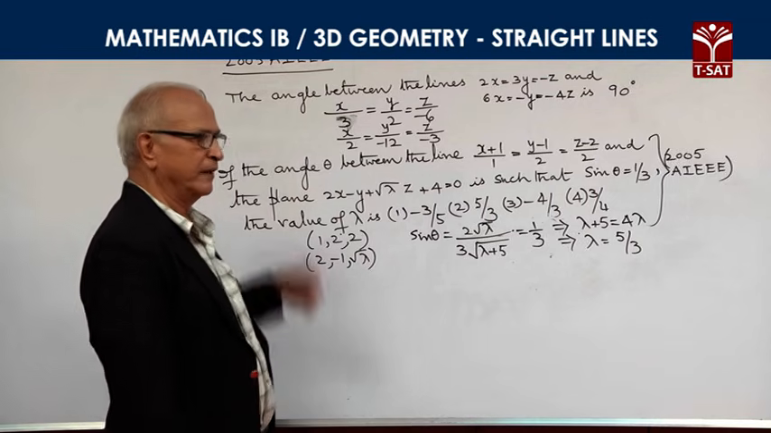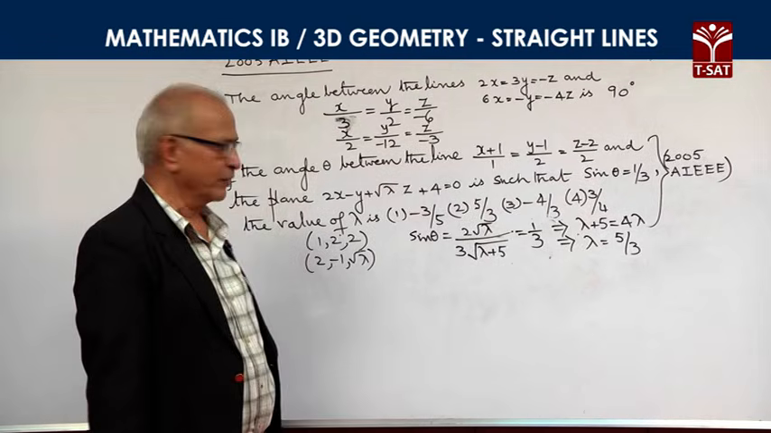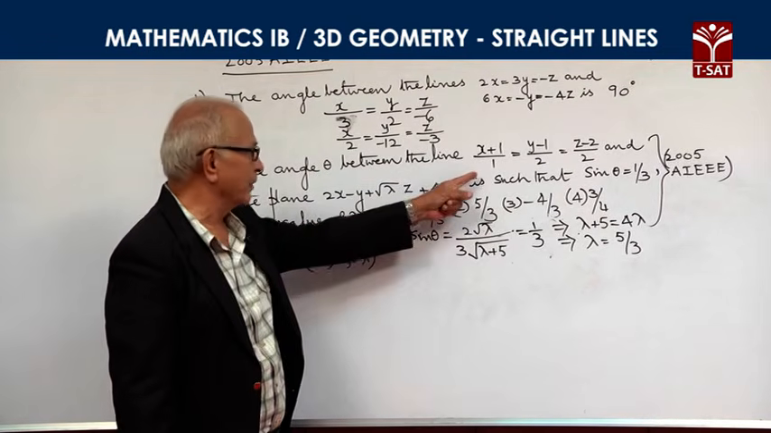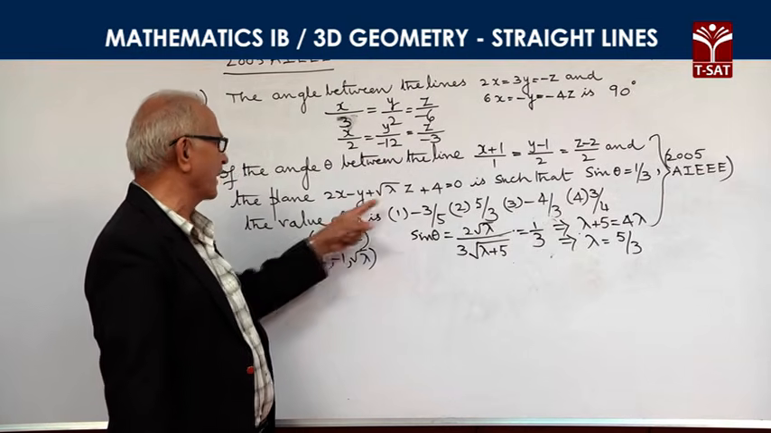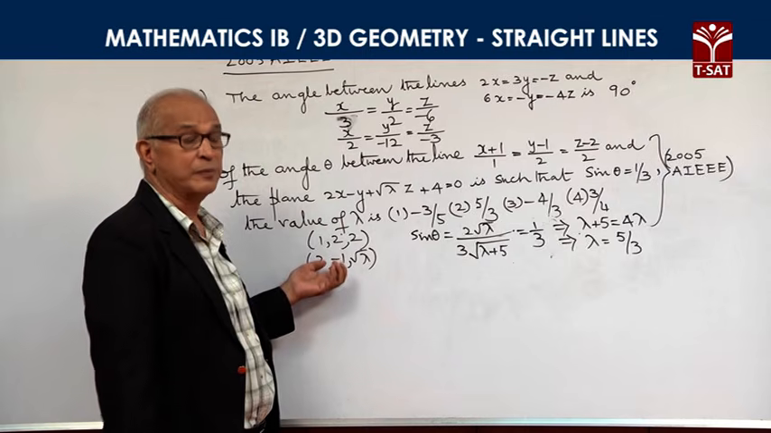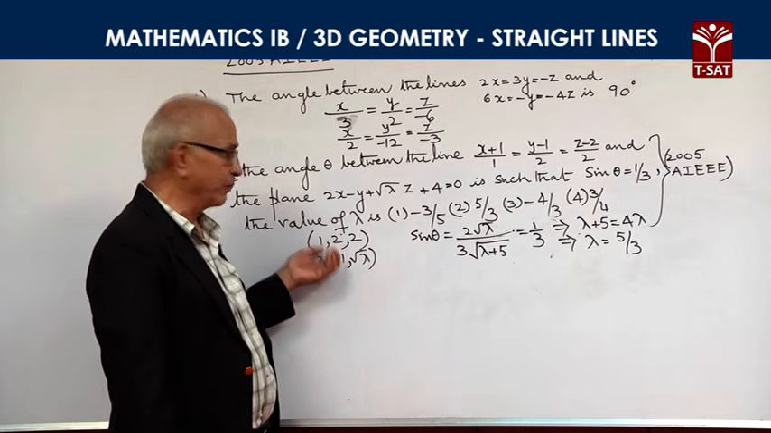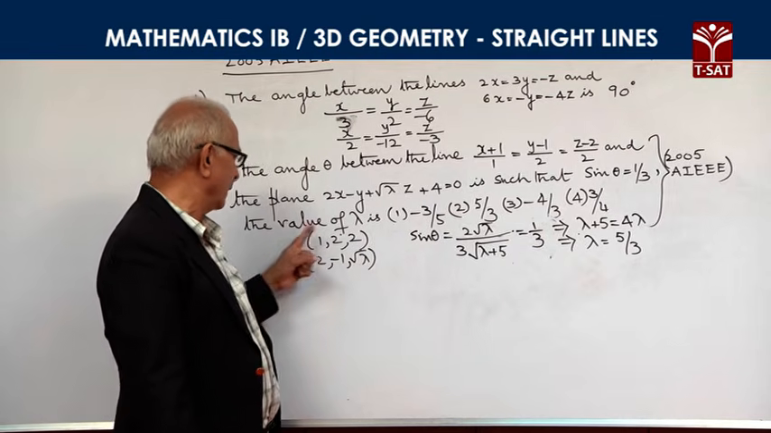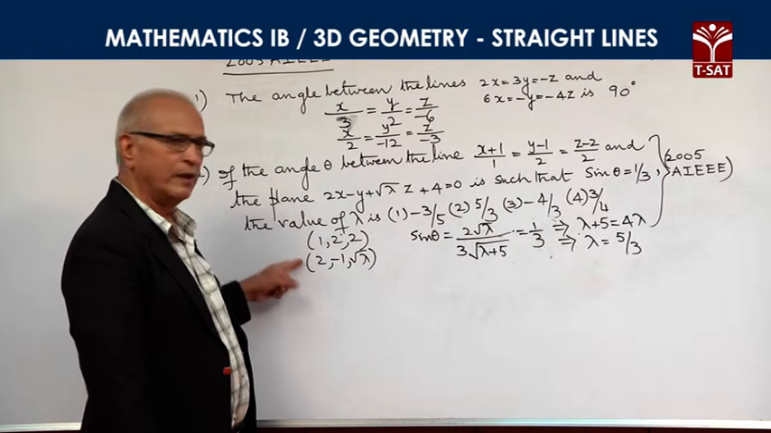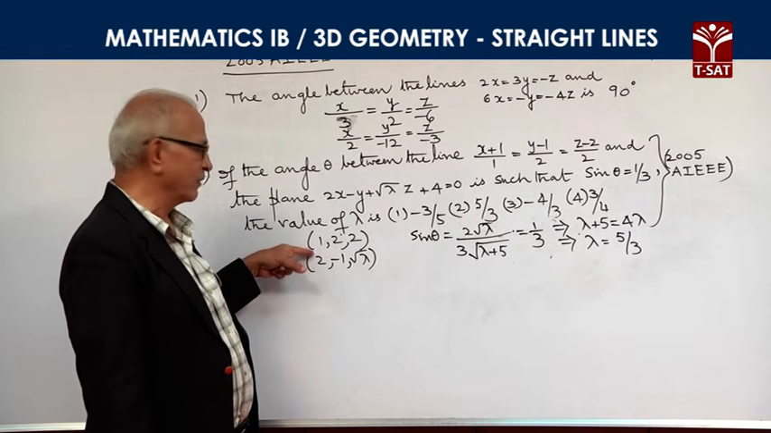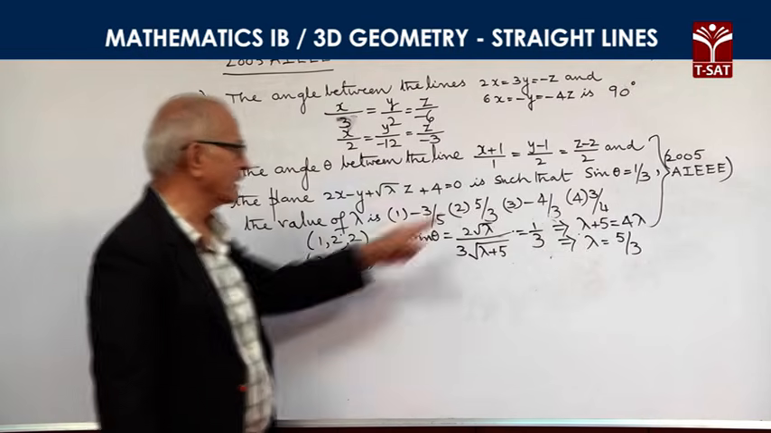Now that is theta. So the angle between the line and the normal to the plane is pi by 2 minus theta. The line with the direction numbers 1, 2, 2 and the normal to the plane with the direction numbers 2, minus 1, root lambda: the angle between these two is pi by 2 minus theta. Therefore the cosine of the angle pi by 2 minus theta, that is sin theta, is given by a1 a2 plus b1 b2 plus c1 c2, that is 2 root lambda, by the root of the sum of the squares of these three numbers, which is 3 into root of lambda plus 5. So this is given to be 1 by 3.